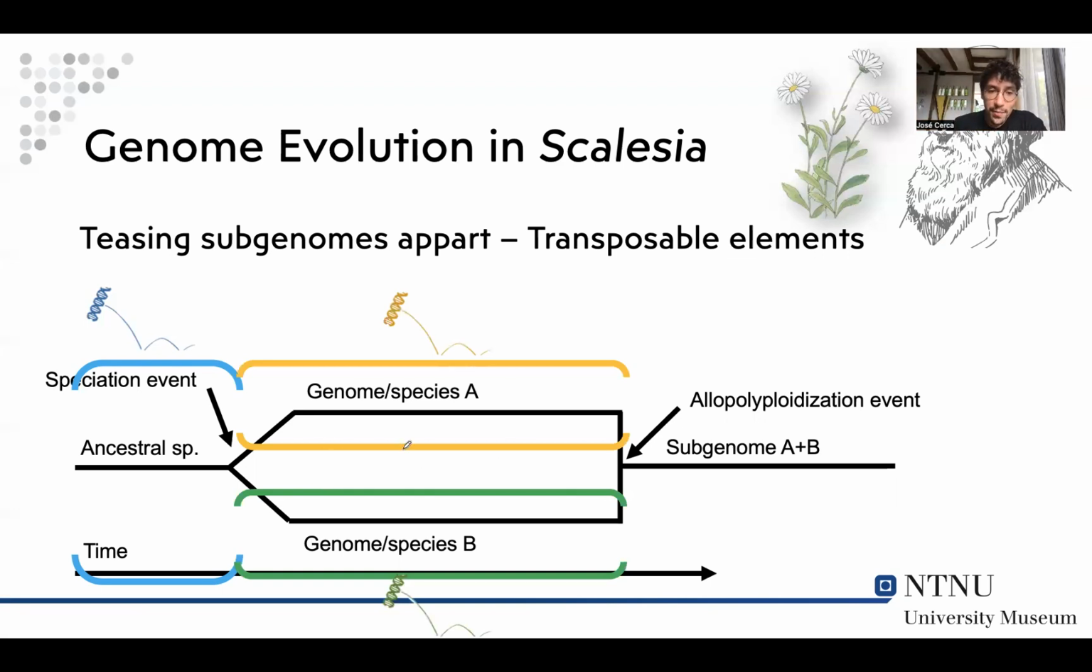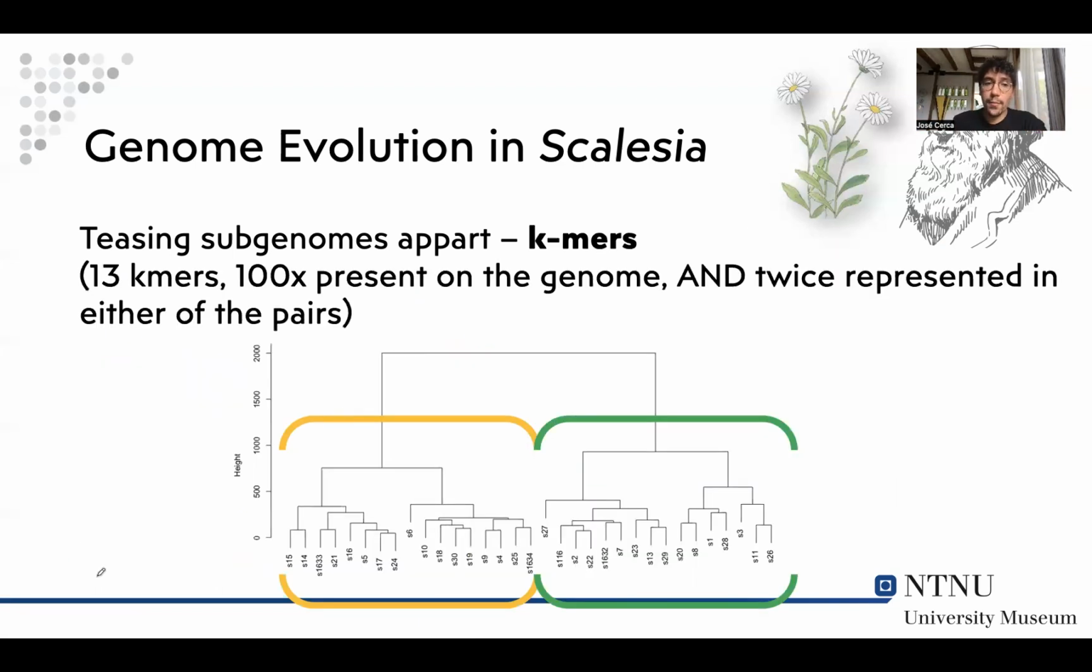And so we would expect species A to have transposable elements active in this period. They would be the yellow ones, and then the green ones would be for B. And so I was interested in just targeting yellow and greens and then separating them. How did I do this? This was done by doing k-mers of 13.